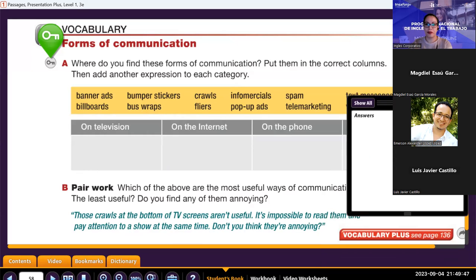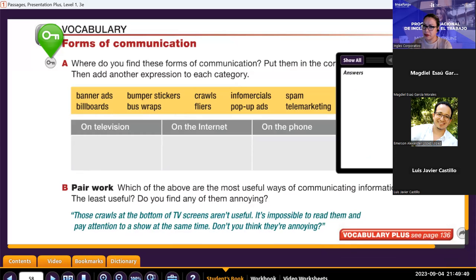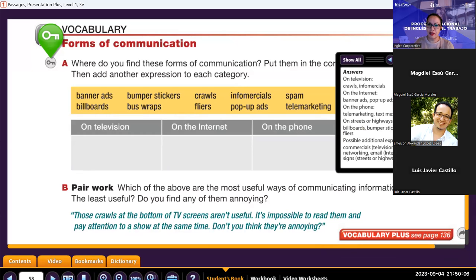And I was thinking about print t-shirts could be. Okay, yes, print t-shirts. Very good. Okay, I think that most of your answers, nearly all, were correct. Let us check. On television, we have crawls.